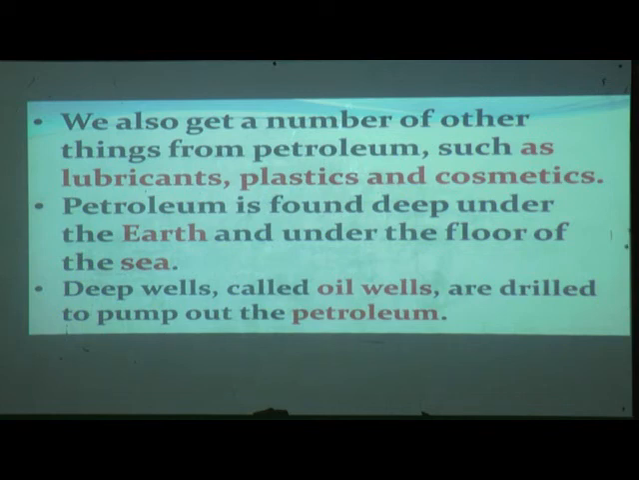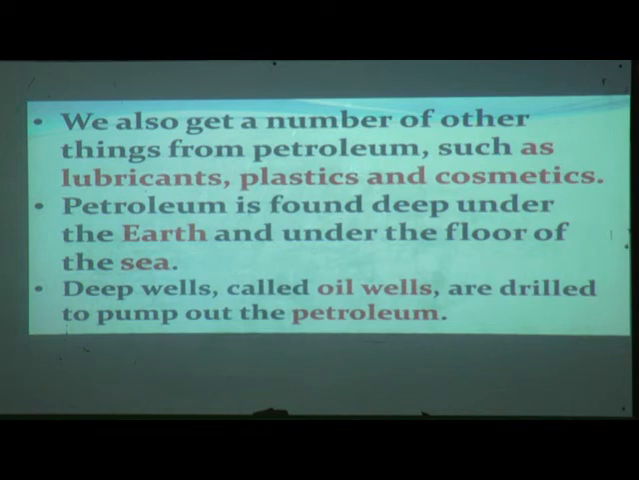Now how can we get petroleum? Petroleum we can get under the sea. How is it from the sea? Under the sea, when sea animals die, and when plants die, they go under the earth, isn't it? When it goes, it takes millions of years to form this oil or petroleum.